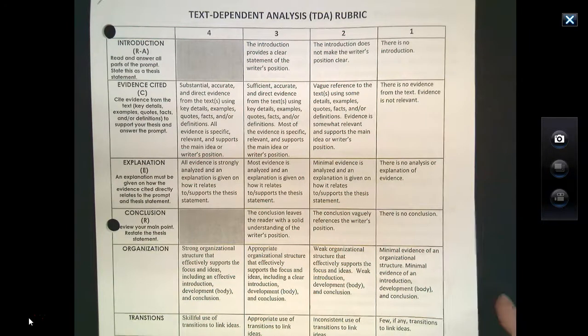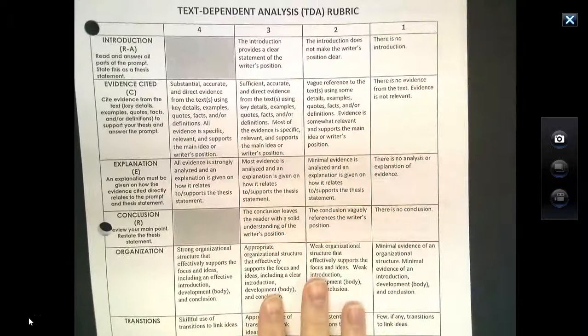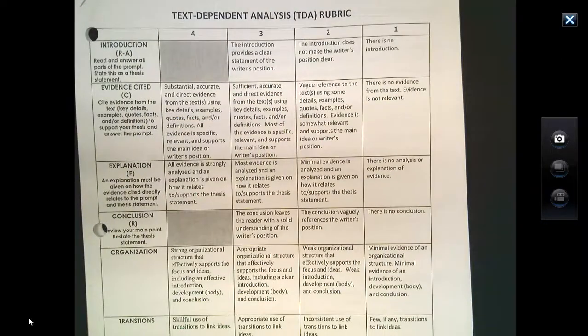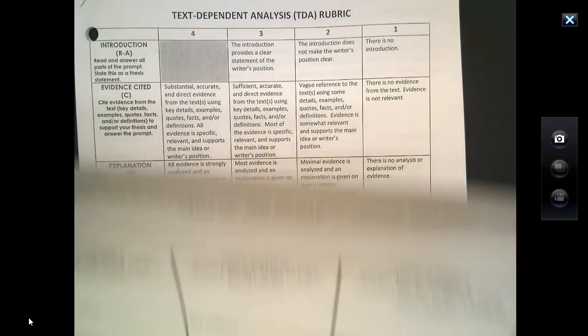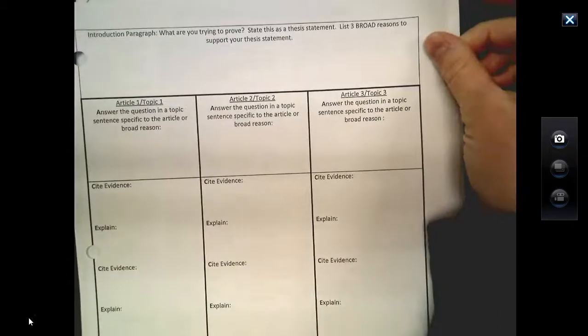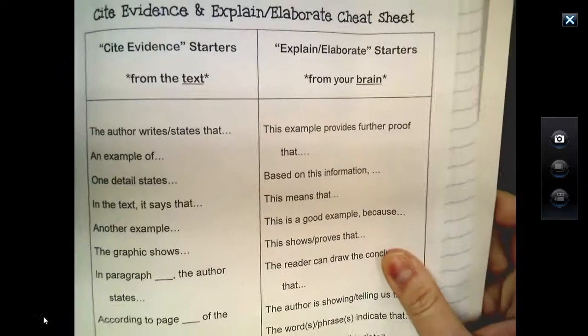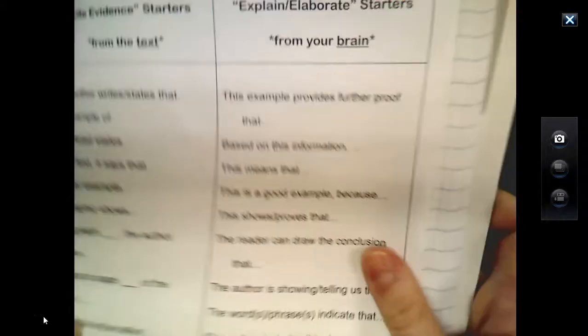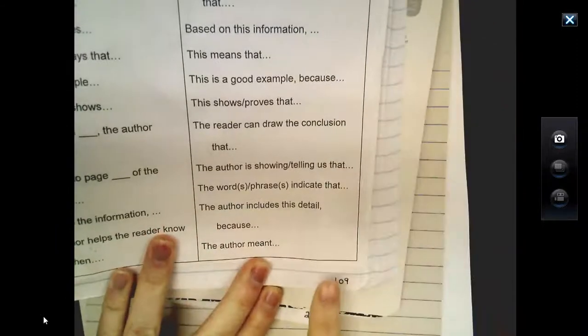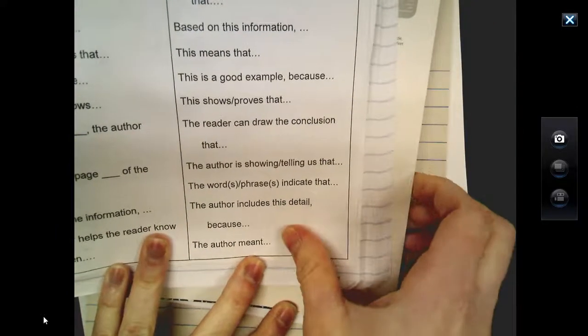You'll need your TDA packet that has the rubric on the front, your prompt question on the back, and then your final copy paper. You're going to need your 5-paragraph essay planner that you filled out. You're going to want some lined paper or some scrap paper to write a rough draft. And you're going to want your citing evidence and explain and elaborate cheat sheet. That's found on approximately page 109 of your reader's notebook.